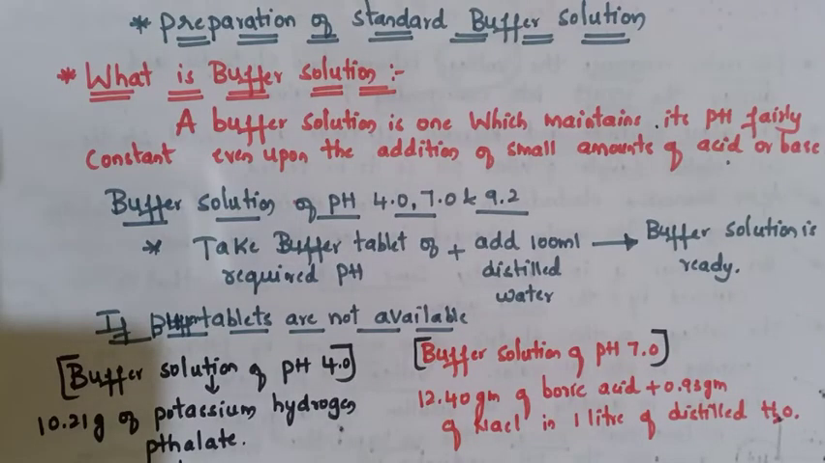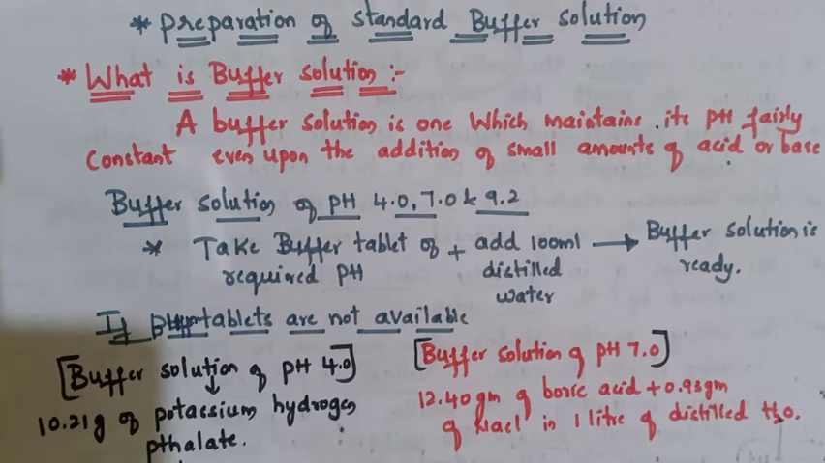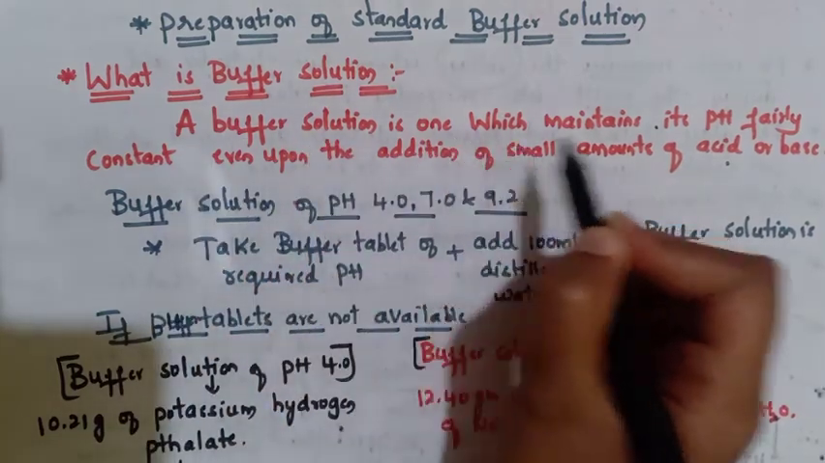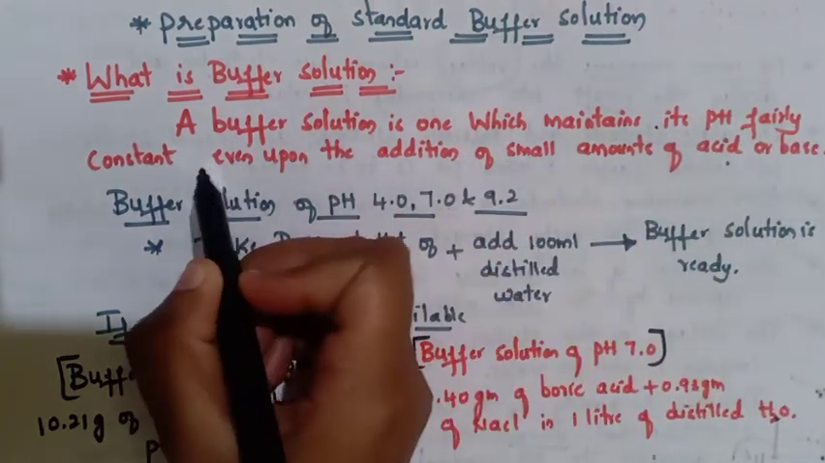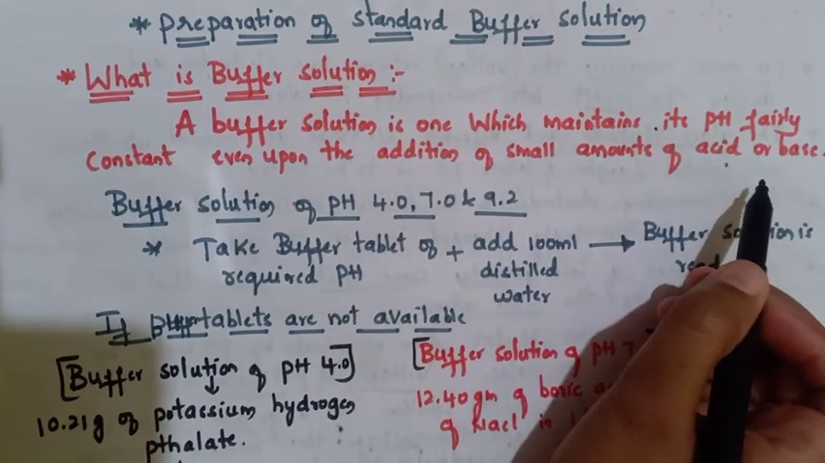We need buffer solutions for the calibration of the pH meter. Now let us understand the preparation of these buffer solutions. First of all, let us understand what these buffer solutions are. A buffer solution is one which maintains its pH fairly constant even upon the addition of small amounts of acid or base.